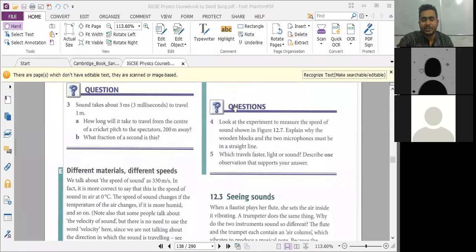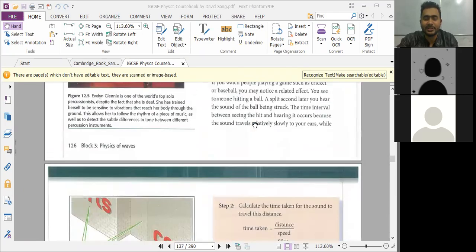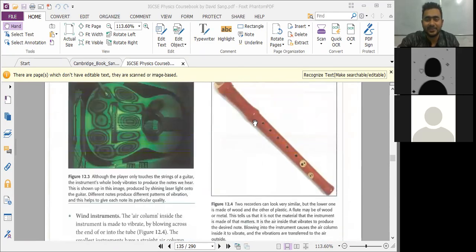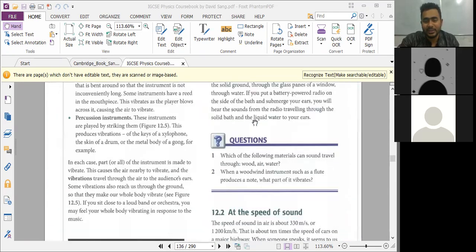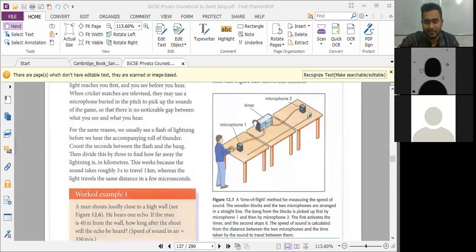Let's clarify the questions 4 to 10. Number 4. Look at the experiment to measure the speed of sound shown in figure 12.7. Explain why the wooden block and the two microphones must be in a straight line. Okay, I will listen to your answers. Which figure number was the wooden block we saw here? This one. The wooden block and microphones are kept in an alignment, along a straight line, right?